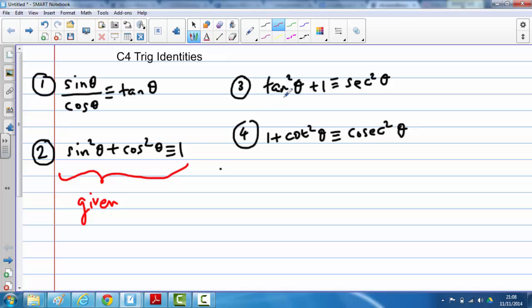The ones that we should memorize are tan squared theta plus 1 is sec squared theta, and 1 plus cot squared theta is cosec squared theta. So these ones are not given. I'm just going to run through one or two examples on how these can be applied.